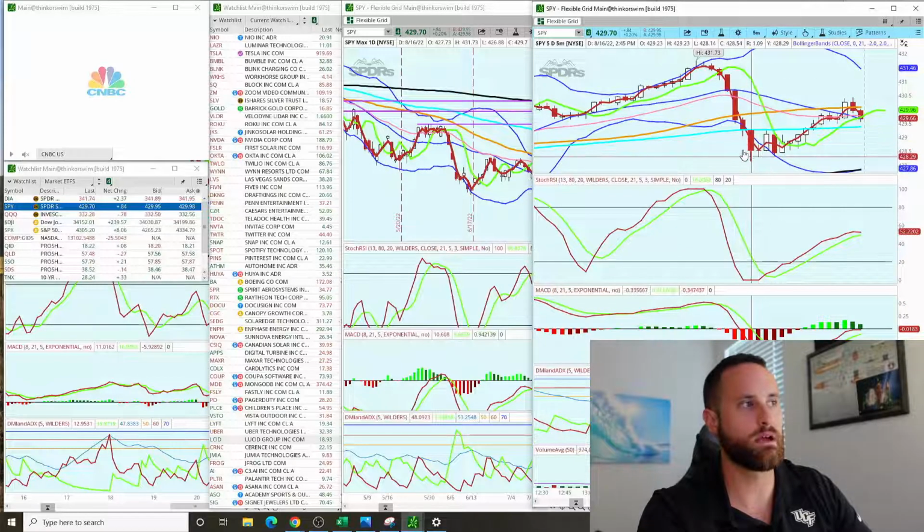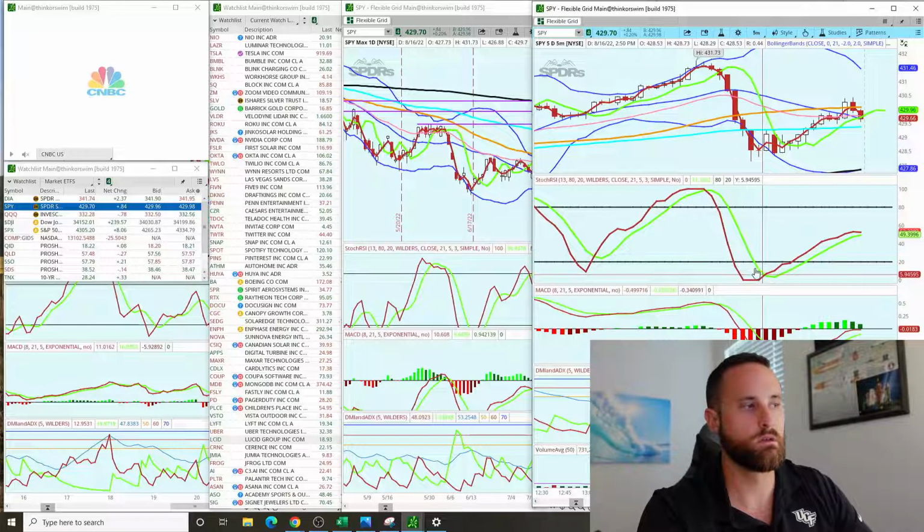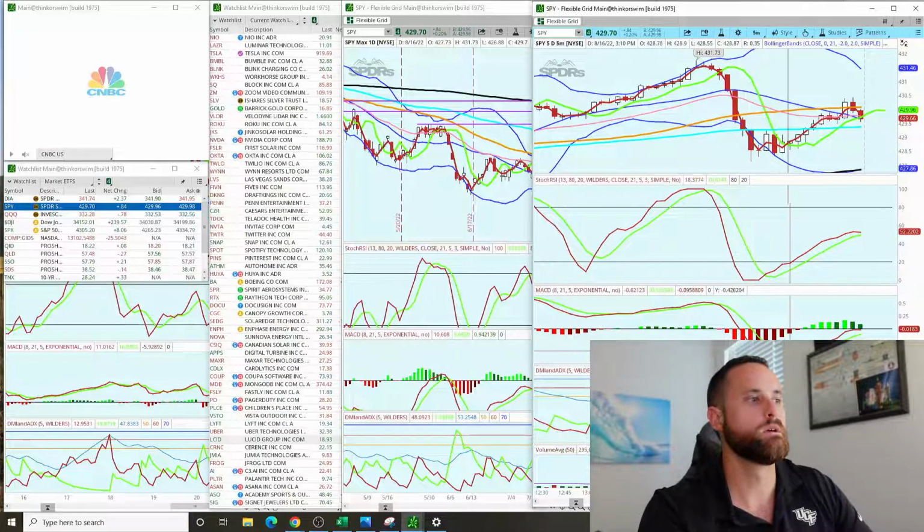The exit is when it's outside of a blue band, this blue band right here, the bottom Bollinger Band, or when Stoch crosses against you and it's down in the oversold, right? This is overbought and oversold. So when it hits this oversold level, anywhere in here is a good sell point.